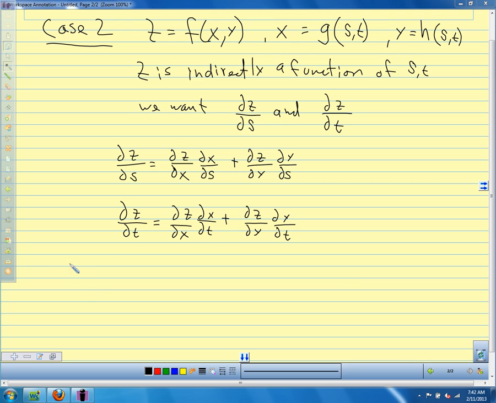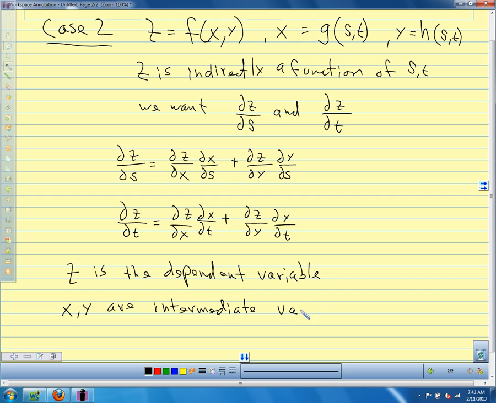Z is the dependent variable. It's the one that's changing as the other things are changing. X and Y in this case are intermediate variables. They're kind of between S and T and Z. And S and T are independent variables.